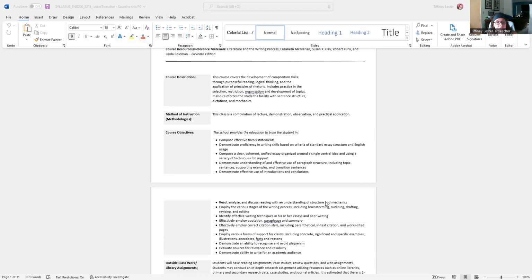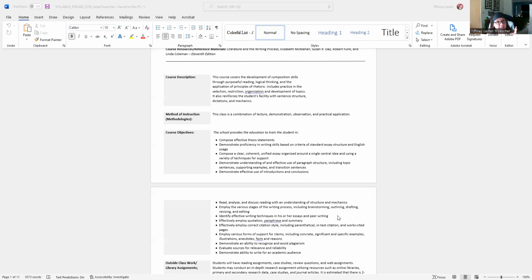Demonstrating understanding of and effective use of paragraph structure, including topic sentences, supporting examples, and transition sentences. Demonstrating effective use of introductions and conclusions. Read, analyze, and discuss reading with an understanding of structure and mechanics. Employ the various stages of the writing process, including brainstorming, outlining, drafting, revising, and editing. Identifying effective writing techniques in his or her essays and peer writing. All of those bullet points relate to basic essay writing skills. What you would cover in a first-year composition course at other universities, right? Basic essay writing, basic composition.